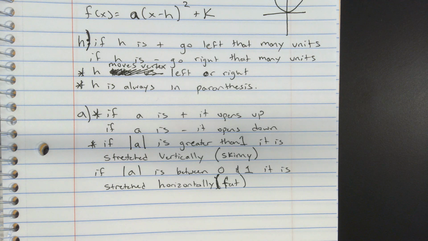So if this is the normal parabola, if it was like 1/2 x squared, it would open up. 3/5 x squared, it'd open up, right? To the point where it's almost completely flat if you got a really big fraction. Okay? Any questions on A?